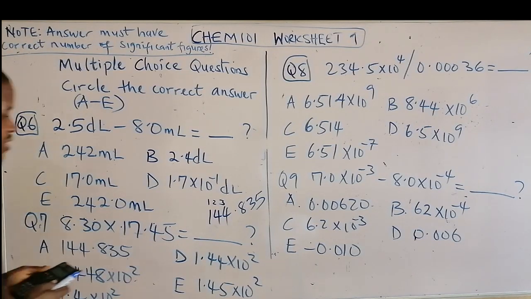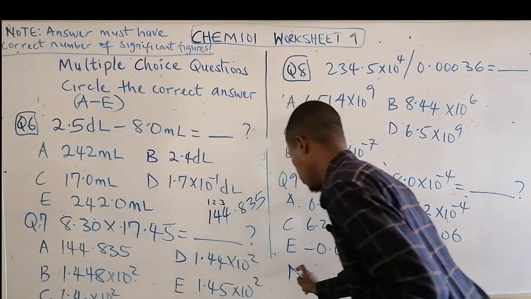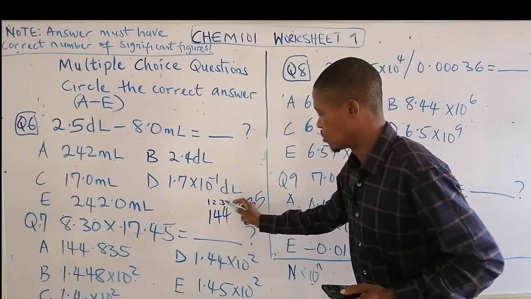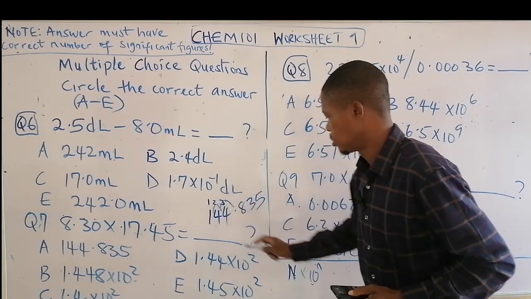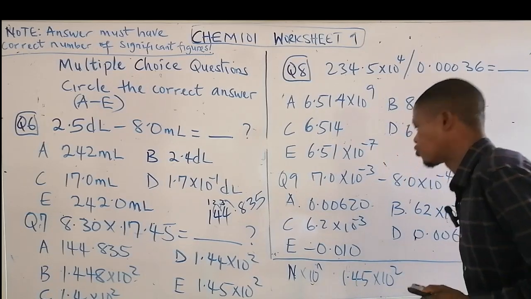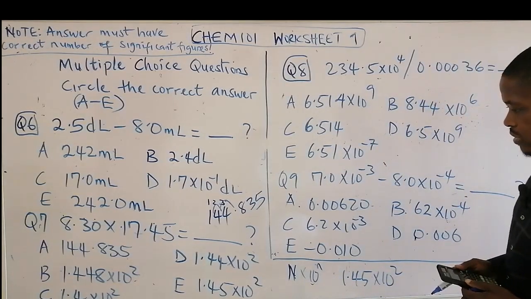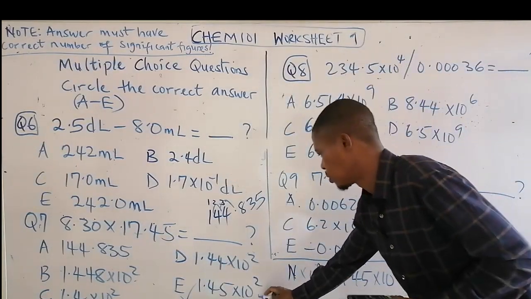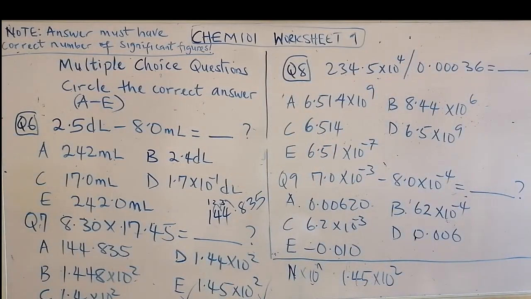And then now turn it to what? Scientific notation in this form. So we need to move this one to the other side, to the left side. 1, 2. So that's 1.45 times 10 to what? The power 2. That will be what? That will be this option. The answer is this one: 1.45 times 10 to the power 2. Okay? Which is 3 significant figures.